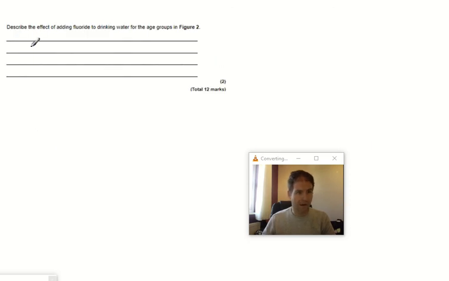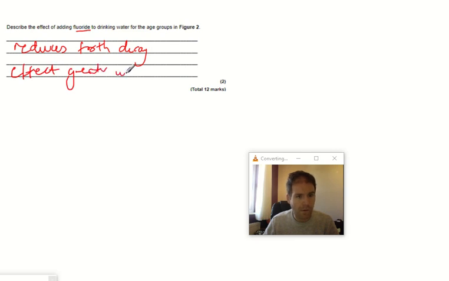And last but not least, describe the effect of adding fluoride to drinking water for the age groups in figure 2. It reduces tooth decay. And that effect is greater the older you are. But that might have something to do with using it for longer. Okay? And we're done.